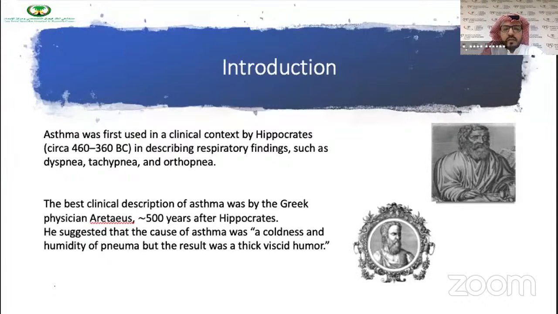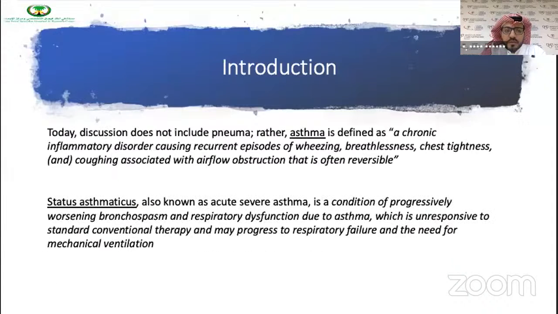Asthma was first used in clinical context by Hippocrates, describing respiratory findings such as dyspnea, tachypnea, and orthopnea. It was later, 500 years later, recognized by Aretaeus, as he suggested that the cause of asthma was coldness and humidity of a pneuma, resulting in thick humor. Today, the discussion does not include pneuma.